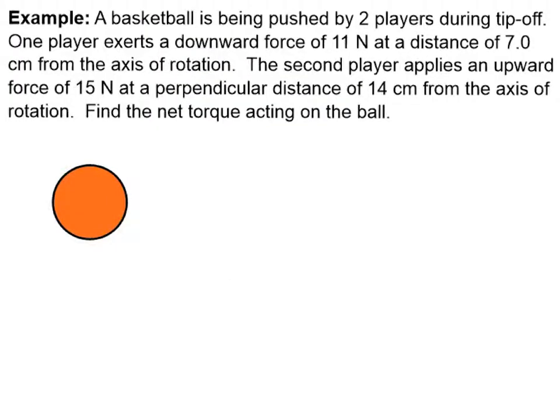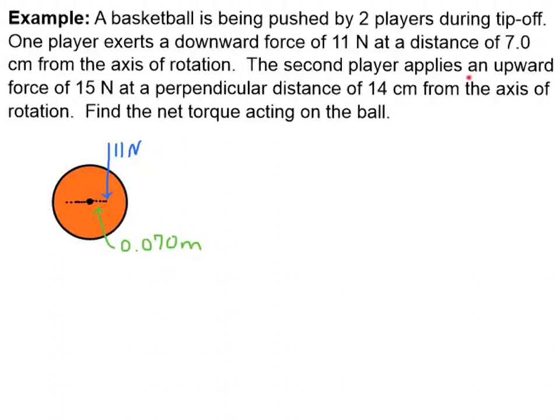So let's do a sample problem together. Let's say we have a basketball and it's being pushed by 2 players during tip-off. One player exerts a downward force of 11 newtons at a distance of 7.0 centimeters from the axis of rotation. So let's draw that on our diagram. So here's our 11 newtons of force being exerted by that first basketball player, and this is the distance here, 0.07. I just converted from centimeters into meters.